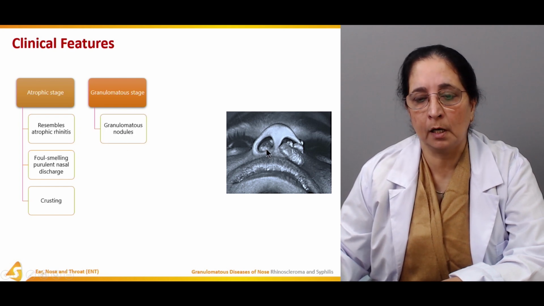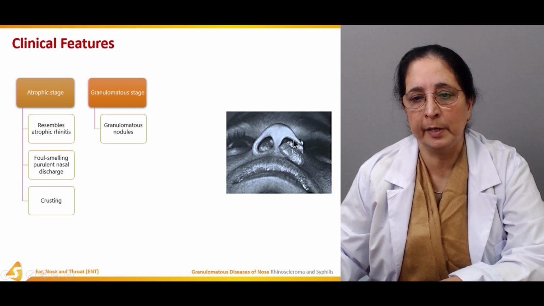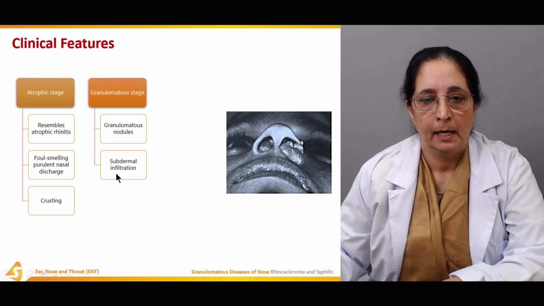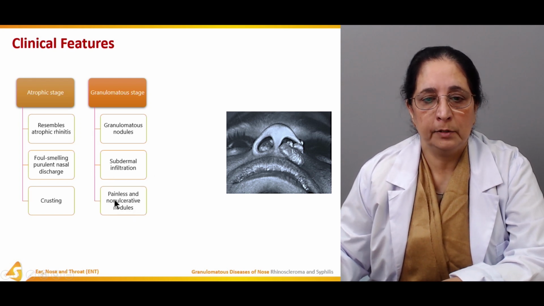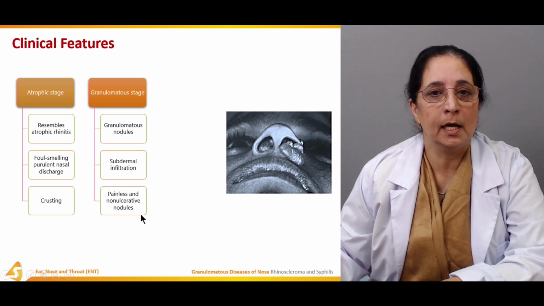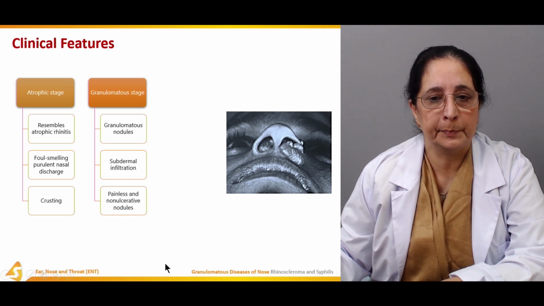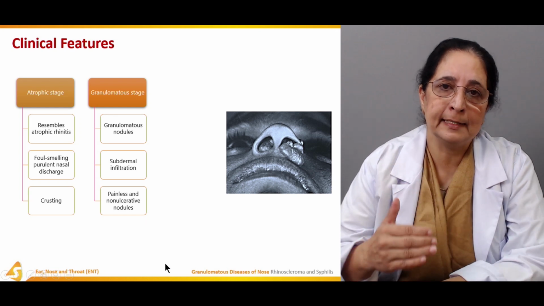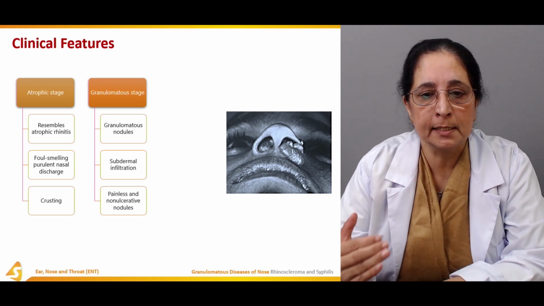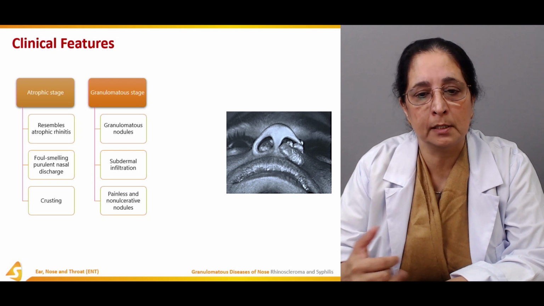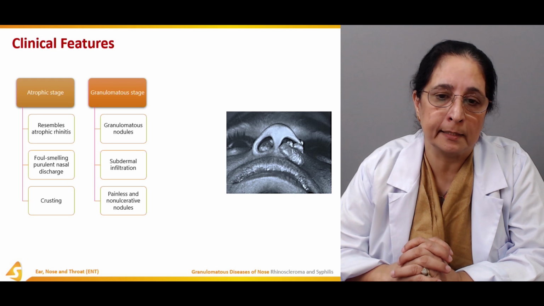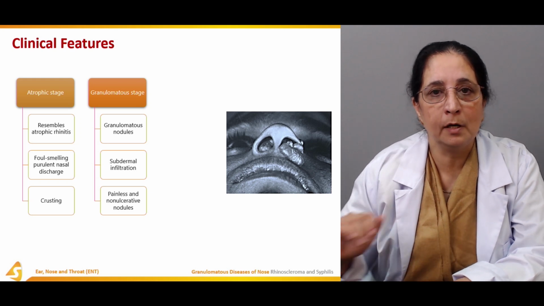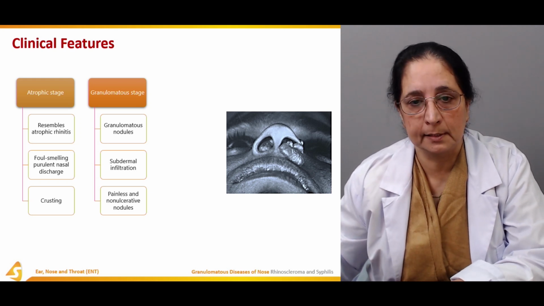Granulomatous nodules are produced. This is the granulomatous stage. You can see the granulomas present. Subdermal infiltration. And also there are painless and non-ulcerative nodules present. So we have the atrophic stage, then we have the granulomatous stage in which the granulomas are produced, and these are painless and non-ulcerative. Ulceration does not occur in these nodules.